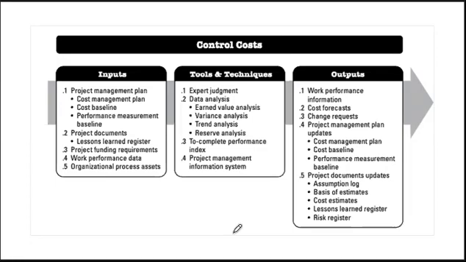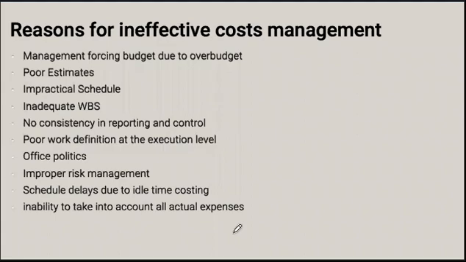Before I go into outputs and inputs, I wanted to mention a couple of the possible reasons for ineffective cost management. Office politics is one of them. Risk management not being carried out properly. Lack of consistency in reporting and controlling. The work breakdown structure not adequate for the job. Bad estimating with an unrealistic budget. A schedule that is not practical, or management forcing the budget due to budget constraints. So quite a few, and they all could contribute to project failure.